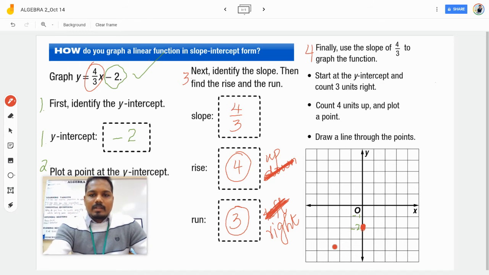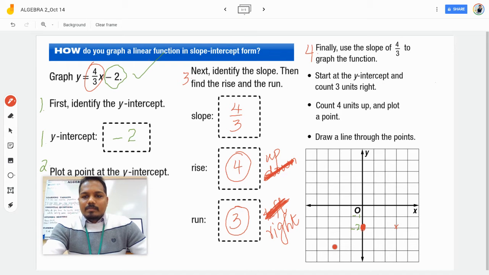Step 4 and the final step. Use the slope, that is 4/3, to graph the function. How we are going to use this slope is, start at the y-intercept, y equal to -2, and count 3 units to the right. So I start counting from -2. I count 3 units to the right. I end up here.